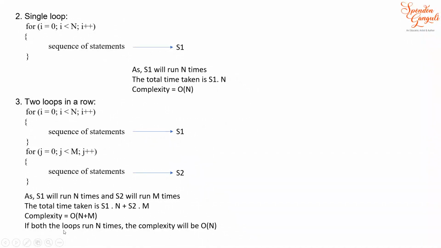Now, if we consider both loops run n times, then the complexity will be big O n plus n equals big O n, because we don't have any other value. We cannot have big O 2n. It will be big O n only.